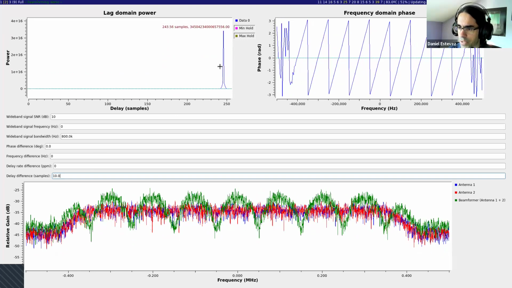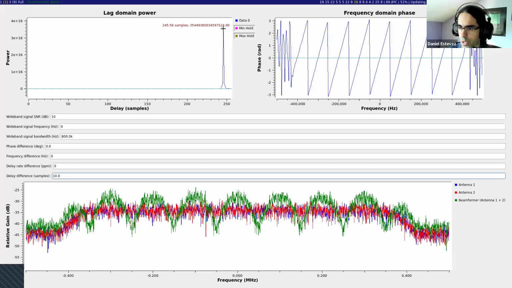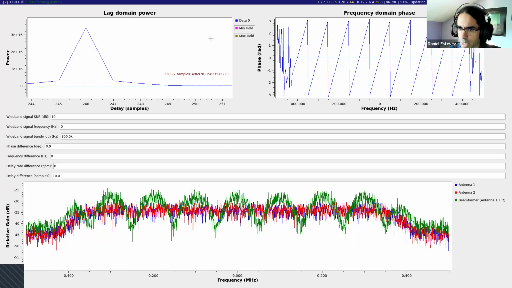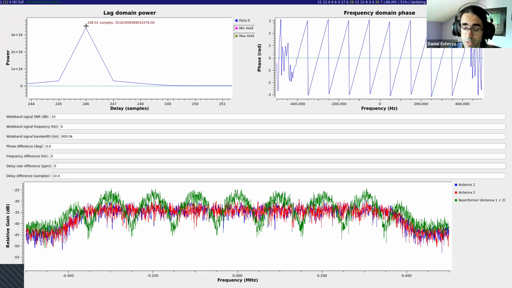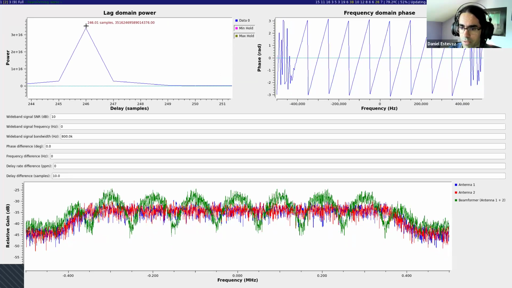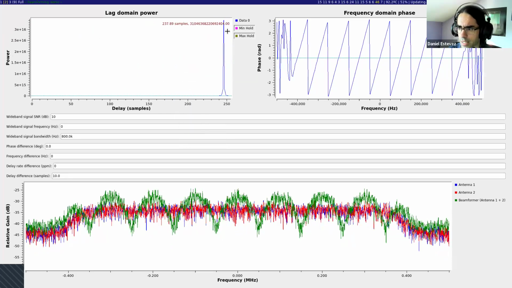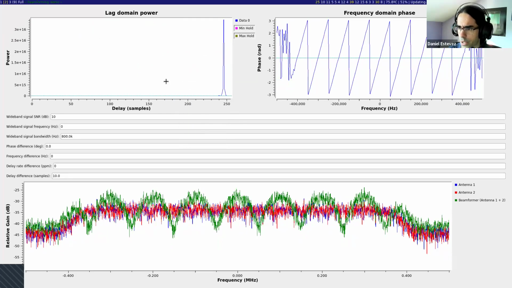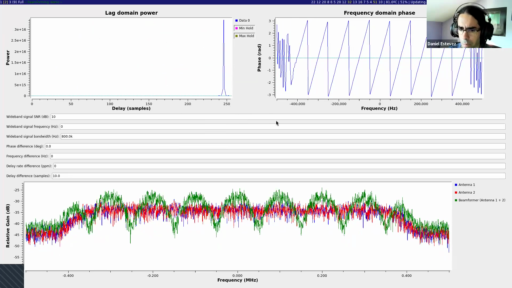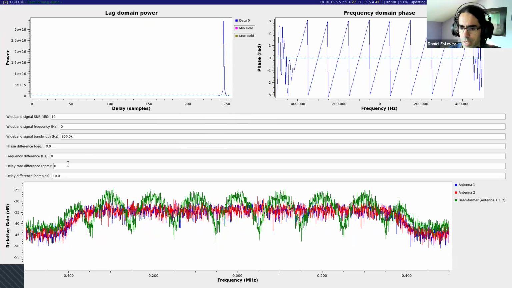And in the IFFT, we can see that the position of the peak is 246, which is -10, because there are 256 FFT bins. And as I said, this is negative because of sign conventions that do not really matter. So this is how with a correlator we can measure the delay difference between the antennas, the phase difference, and also the frequency difference.